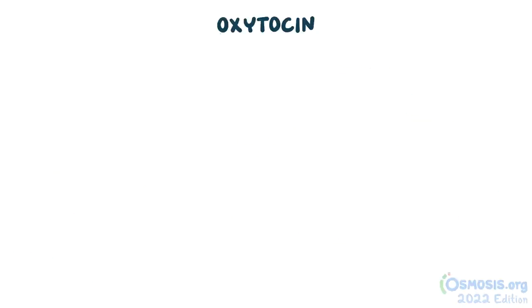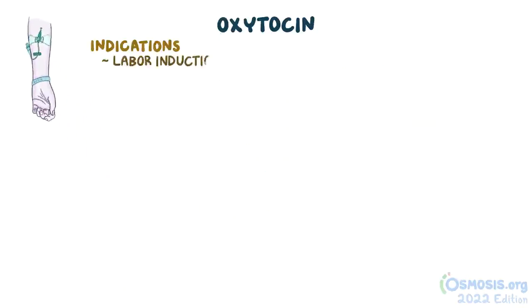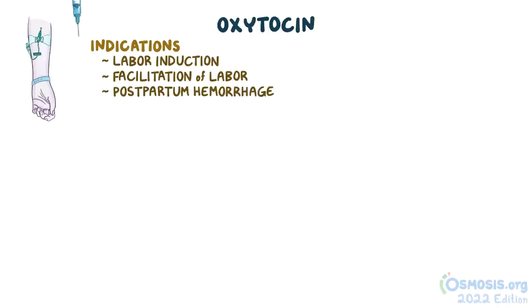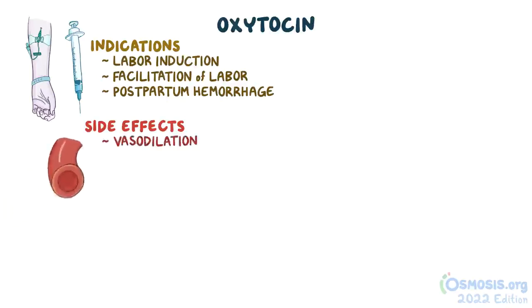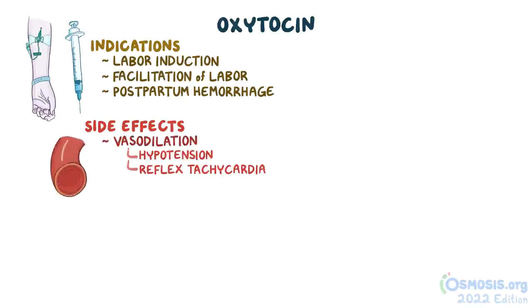Now, oxytocin is given via intravenous infusion, and the main indication is for labor induction. In fact, it's the drug of choice for this purpose. But it's also indicated in facilitation of labor and to prevent or treat postpartum hemorrhage. In the last case, by intramuscular injection. But oxytocin not only exerts actions on the uterus, which causes some side effects. On blood vessels, for example, it causes vasodilation, which ultimately leads to hypotension and reflex tachycardia.